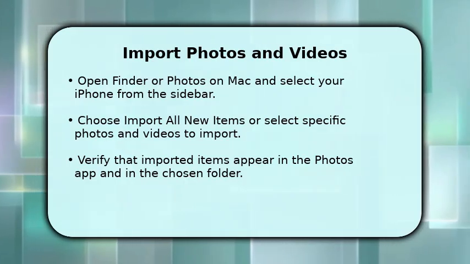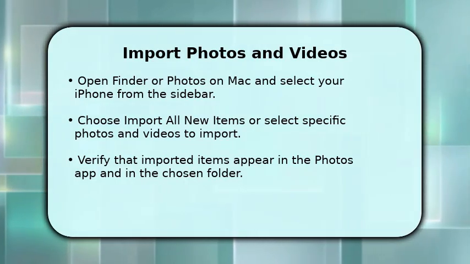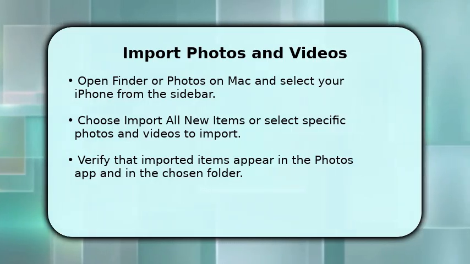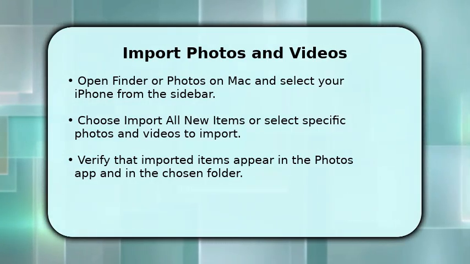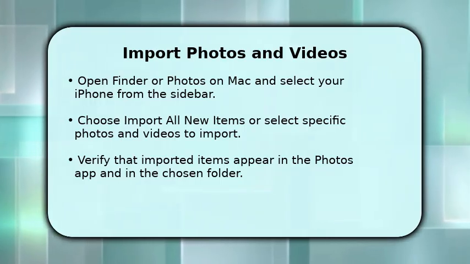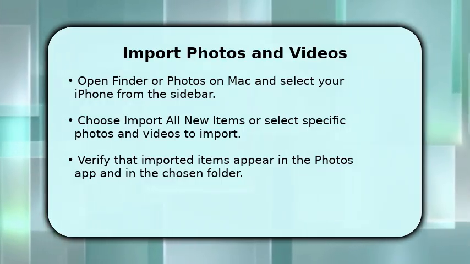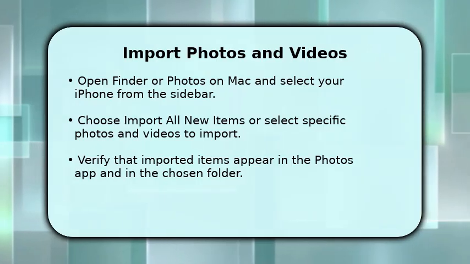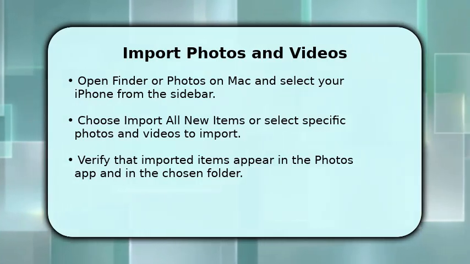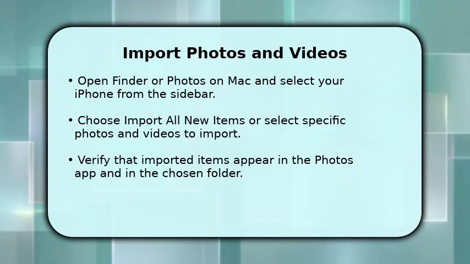Open Finder on Mac OS Catalina or later and select your iPhone from the sidebar. For older Mac OS, open the Photos app and choose your device under Devices. Use Import all new items to copy everything new, or select specific photos and videos manually and click Import selected.